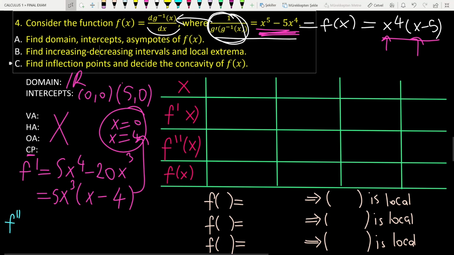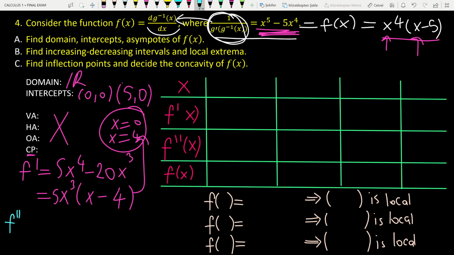Let's also write f double prime here. We need to find f double prime to find inflection points. I shortly write f double prime. Take the parentheses of 20x squared. You have x minus 3. If you make it equal to 0, then you see that x equals 0 and x equals 3 are the inflection points of this function, since, again, these 2 points are in the domain of the function.